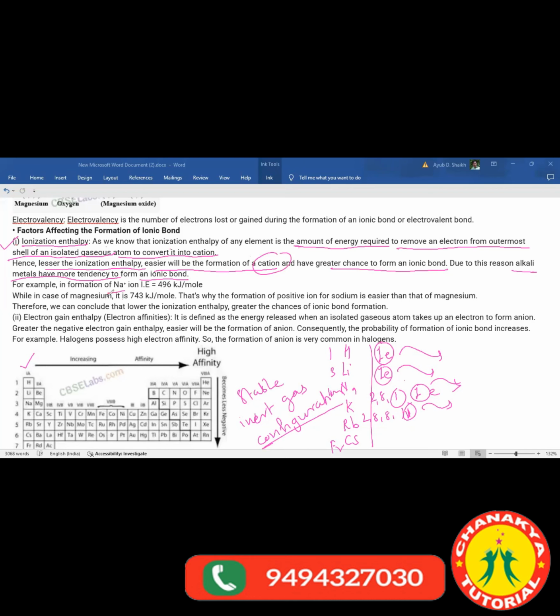Example they have given for sodium. Sodium has ionization enthalpy of just 496 kilojoule per mole. Okay, next. While in case of magnesium, it is 743 kilojoule per mole. Why is it 743 kilojoule per mole? Because in magnesium, there are two electrons instead of one in the outermost shell. Keep it in your mind, right? So removing one electron will not complete its octet. Understanding, and hence its ionization enthalpy is more as compared to sodium. Clear?